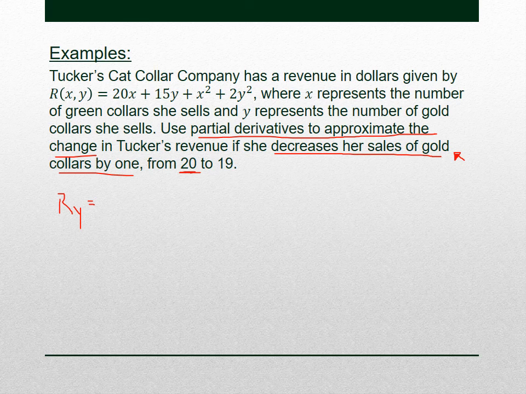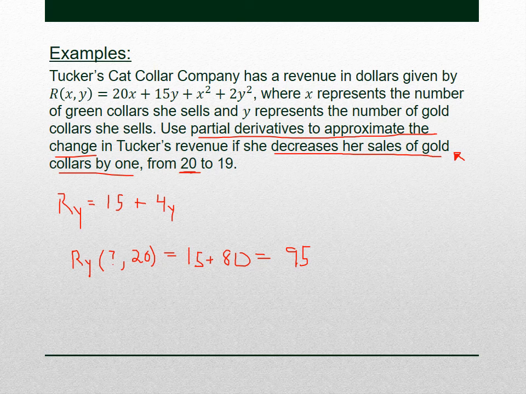So what is that? Well, again, we're treating x as a constant, so 20x goes away. 15y becomes 15. X squared goes away, and 2y squared becomes 4y. So that's the partial derivative with respect to y. And what we want to do is plug in, I don't care what x is because it's not there. It's not involved, and yes, I did that on purpose. And now we'll plug in y equals 20. Right, so do that. You get 15 plus what's 4 times 20? Yes, that's right. It's 80. So this would be 95.